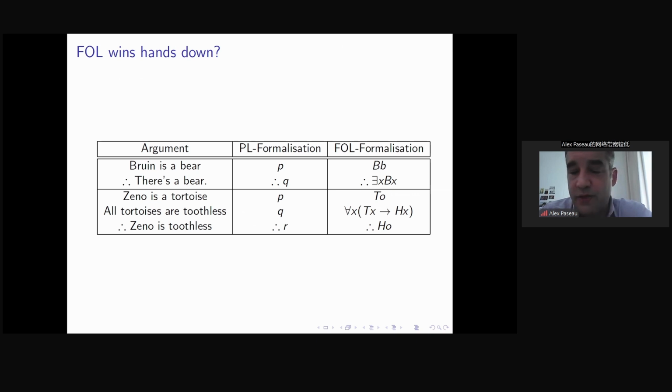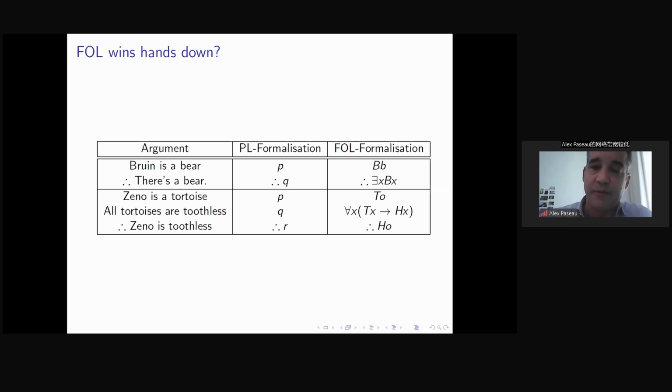Okay, so the propositional formalization is invalid. The English argument looks like it's valid. The first order formalization is valid, because clearly any model in which the premise is true is a model in which the conclusion is true, under the standard semantics for first order logic. Therefore, it looks like first order logic does a better job than propositional logic. Okay. Similarly, Zeno is a tortoise. All tortoises are toothless. Therefore, Zeno is toothless.